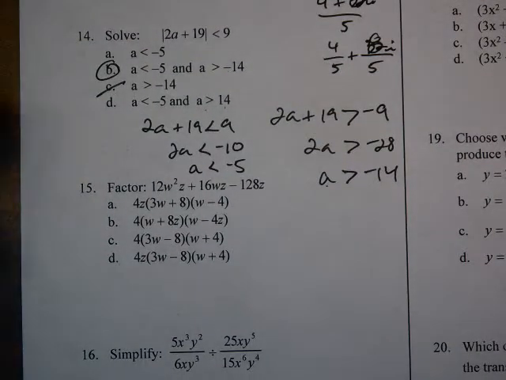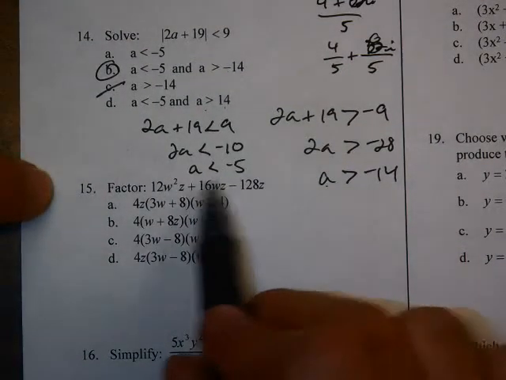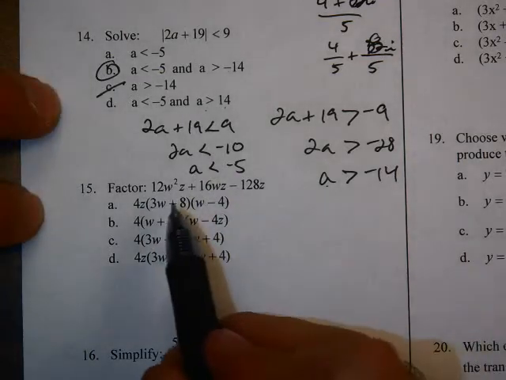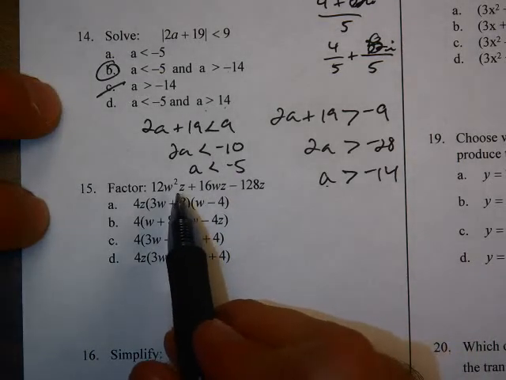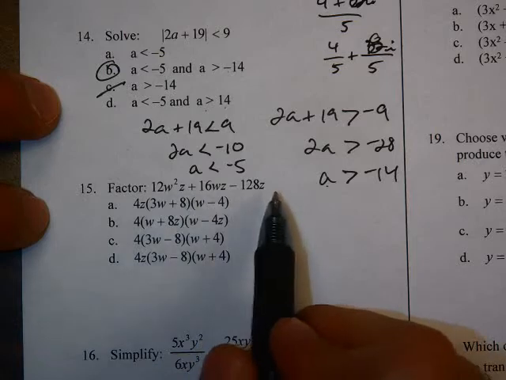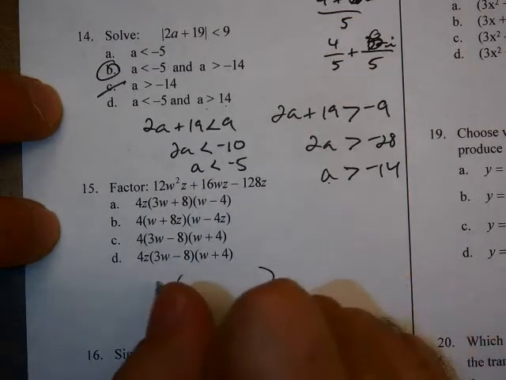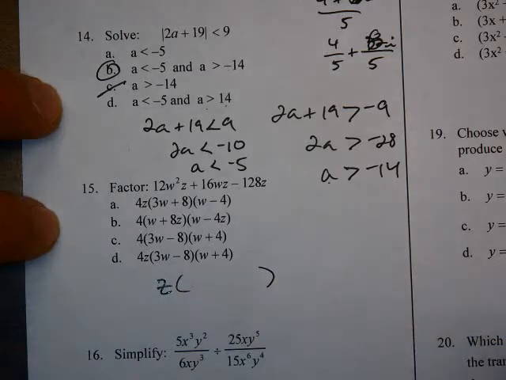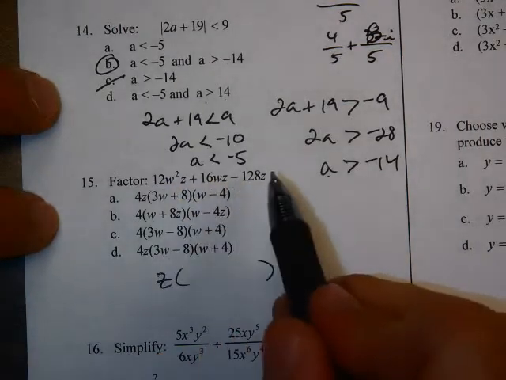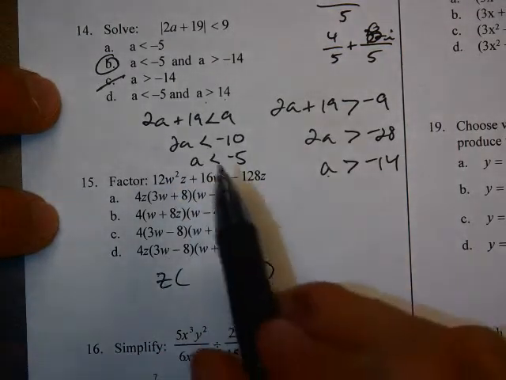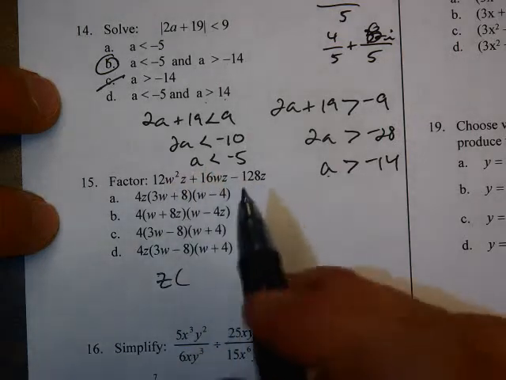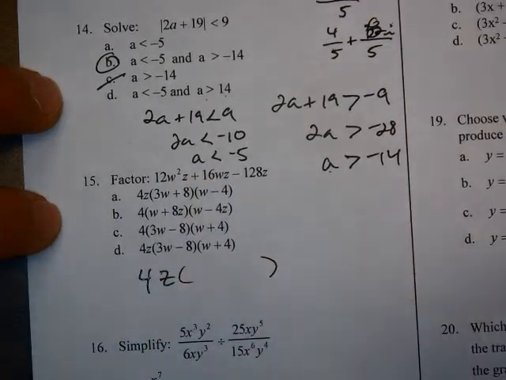Number 15, we're asked to factor all this. In the very beginning, look at what's common to all 3 of these terms. You have a z in all of them. So my first step in factoring, I'm going to take a z out. But also notice I've got 12, 16, 128. A 4 can come out of all of those. So I'm going to take 4z out, really.